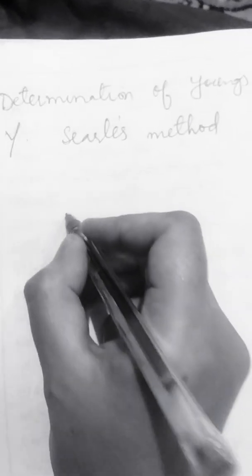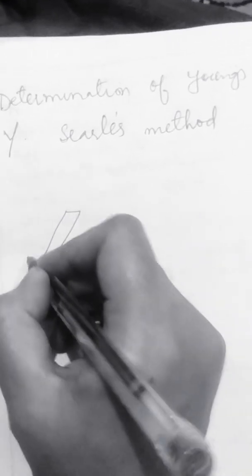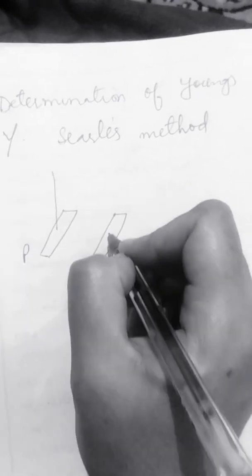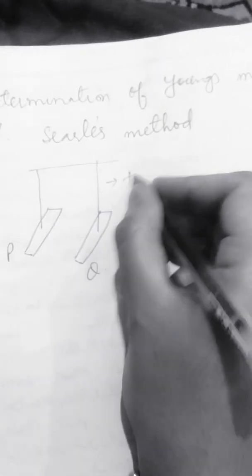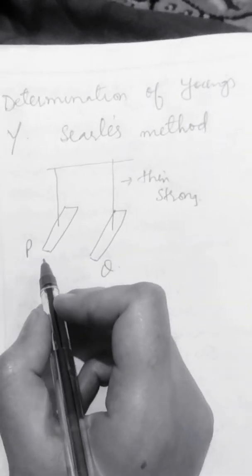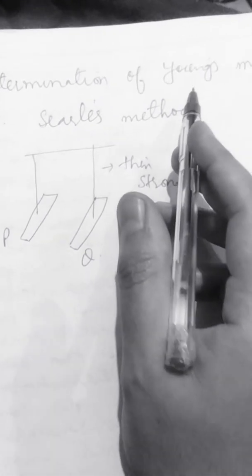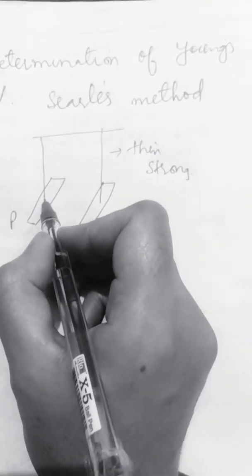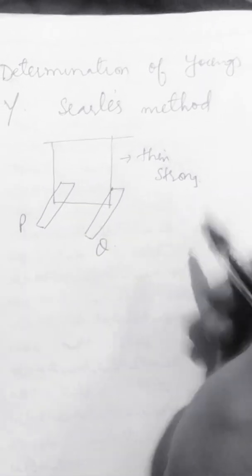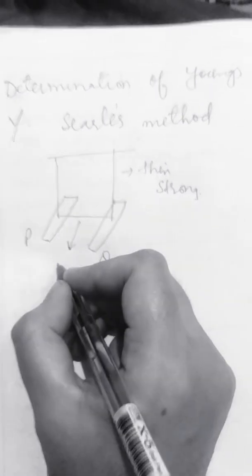So you can imagine two rectangular bars, say P and Q, that are parallel to each other and they are suspended by means of thin and strong strings. These strings are thin and they are strong. They are suspending these two rectangular bars P and Q. The wire whose Young's modulus Y you intend to determine is connected between the centers of these two bars. So this is the wire whose Young's modulus you aim to determine.